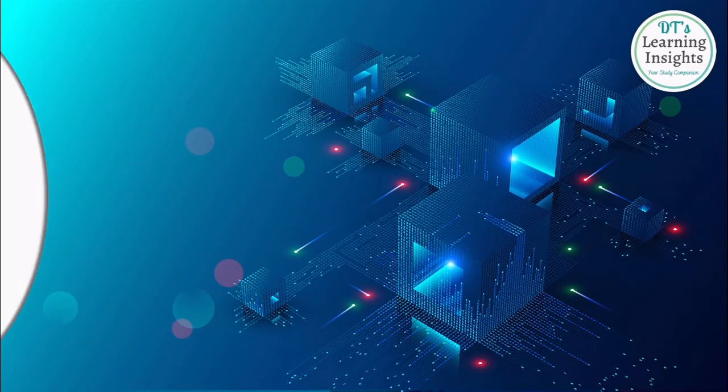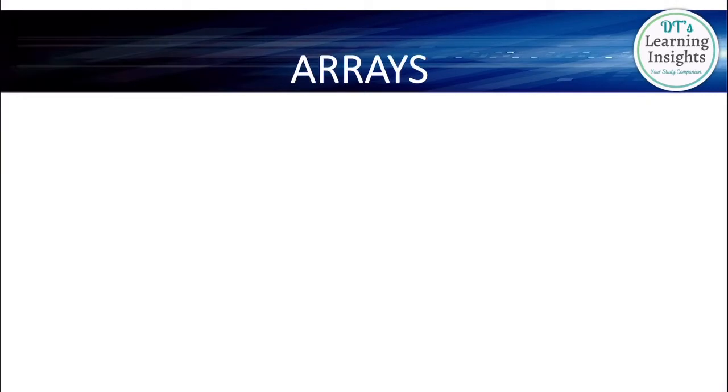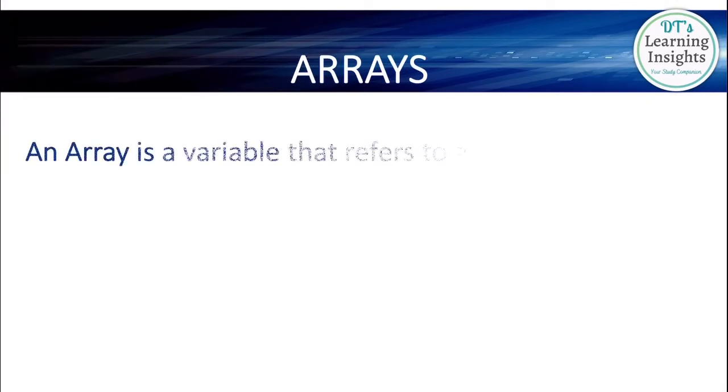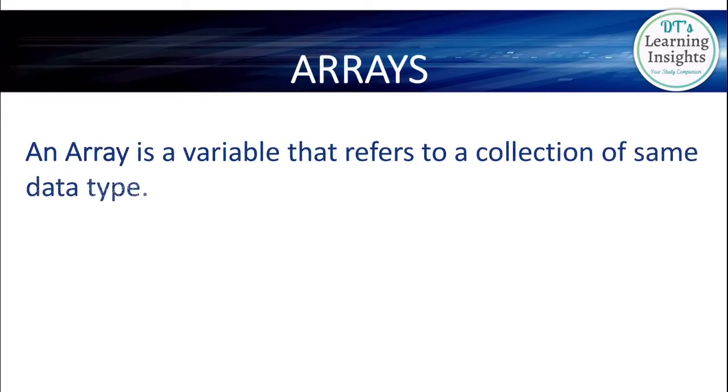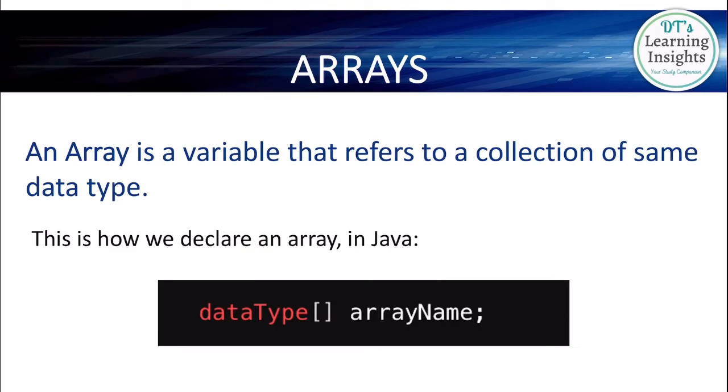Everyone, in this video we'll be seeing about arrays in Java, so let's begin. What is an array? An array is a variable that refers to a collection of same data type. In Java, we can declare an array as shown below.